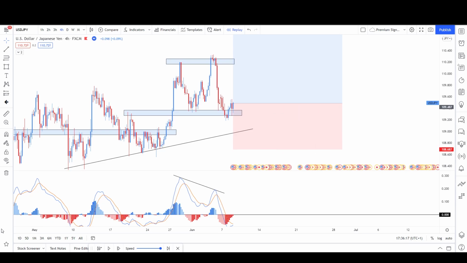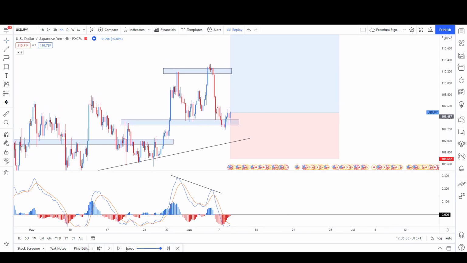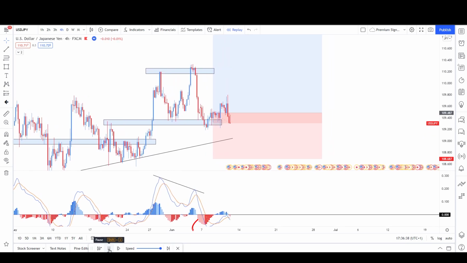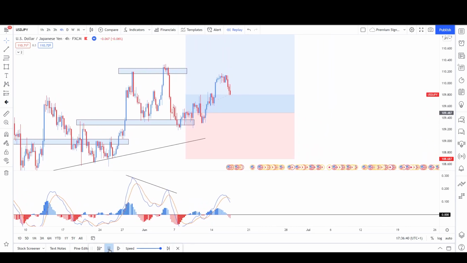And as we can see, the MACD formed a divergence, which is a connection of two lower highs. As we can see, the MACD line is now crossing the signal line, which is a slower one, and a crossover occurred below the zero line.